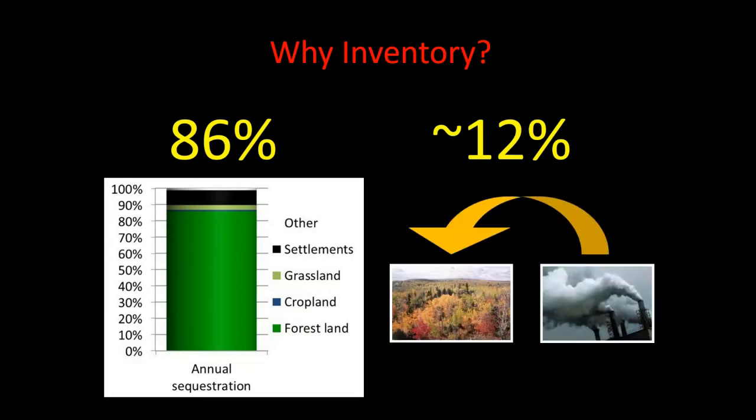The 12% refers to the amount of forest sequestration that offsets annual greenhouse gas emissions. So the burning of coal, fossil fuels annually, the growth of forests offsets about 12% of that. Given the amount that the U.S. burns as far as fossil fuels, that's quite a large amount of carbon.